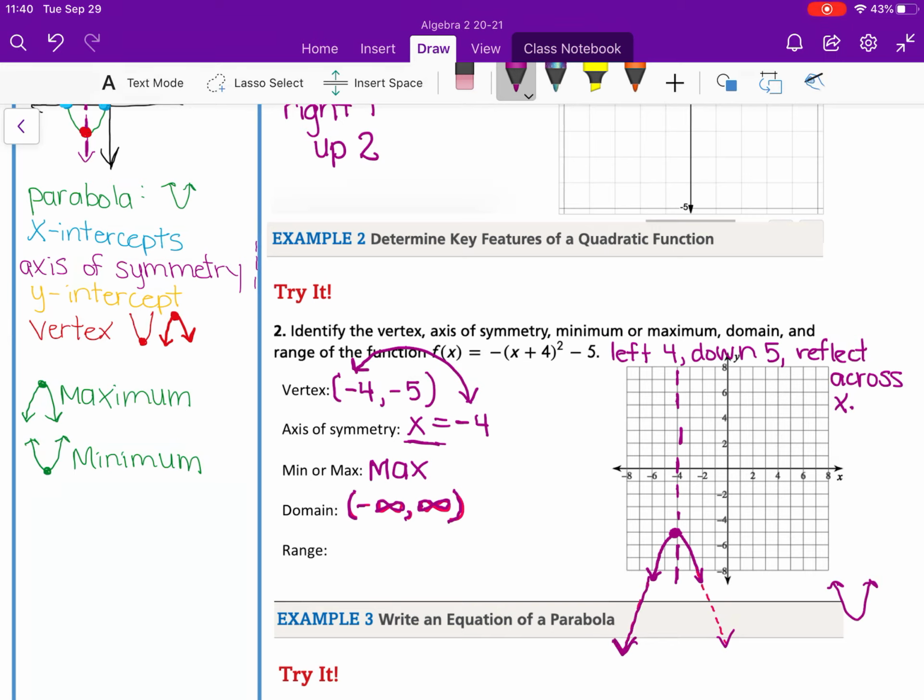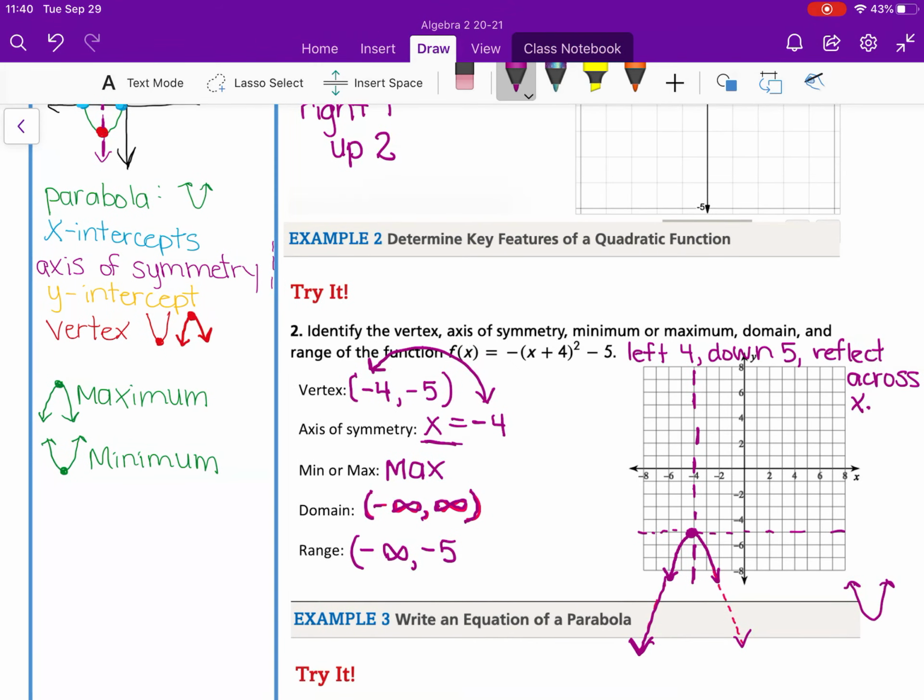Okay, now the range is different. The range is bottom to top. So notice how this one's turned upside down. That means that the very bottom is -∞, because it's just going to keep going and going. Okay, and then where is the top at? The top is at -5. We will always close that off with a bracket because it is included. There is a point there called the vertex. So, parenthesis and a bracket.